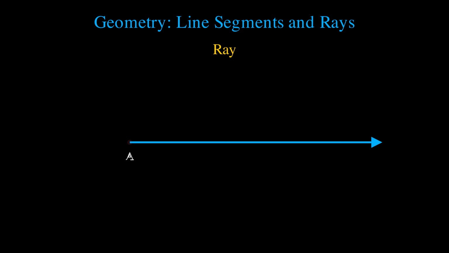Next, let's talk about a ray. A ray starts at one point, but instead of stopping, it continues forever in one direction. So it has one endpoint, and then it goes on without ending. When naming a ray, the starting point must always come first. So ray AB starts at A and goes through B, continuing in that direction forever.